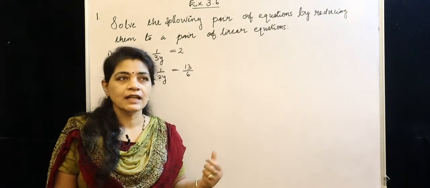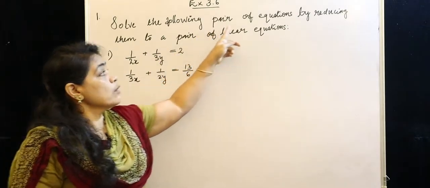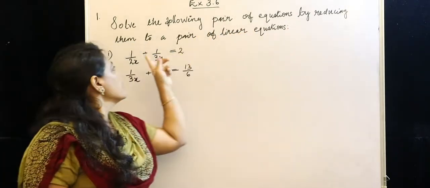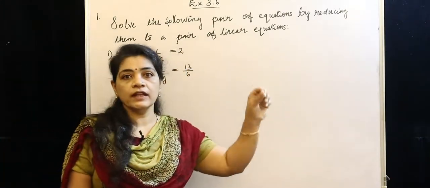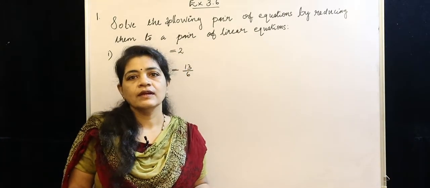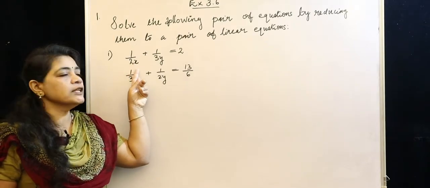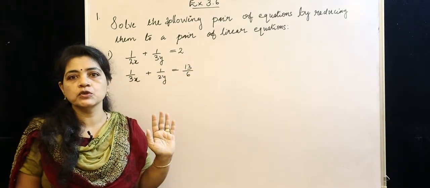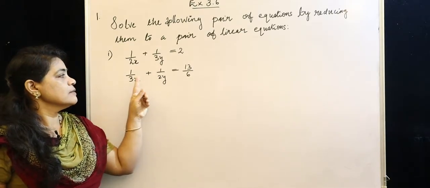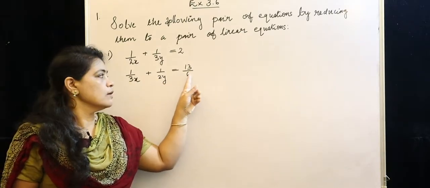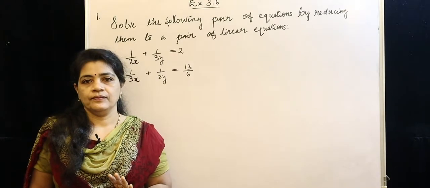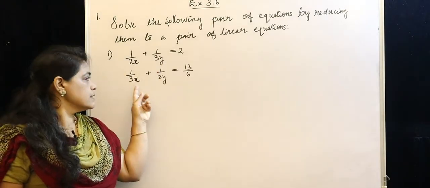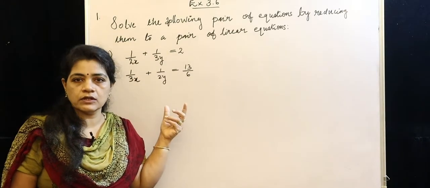The question is clear. See the question: 1 by 2x plus 1 by 3y is equal to 2, and 1 by 3x plus 1 by 2y is equal to 13 by 6. Here the variables are x and y, the same variables you can see in the second equation also.